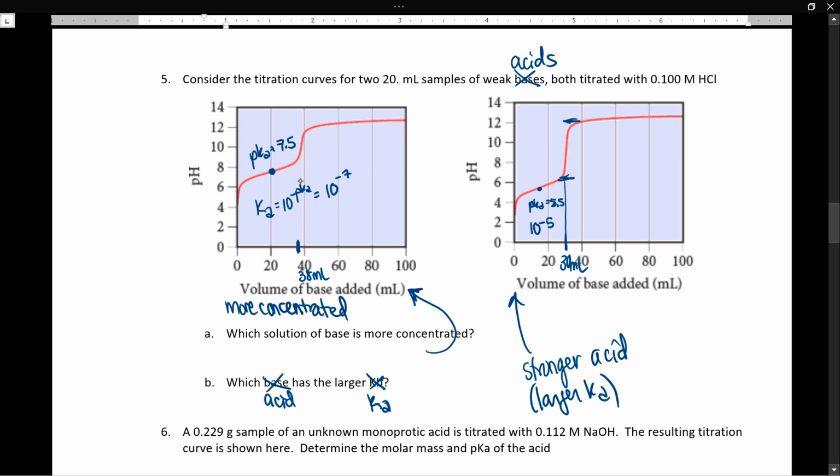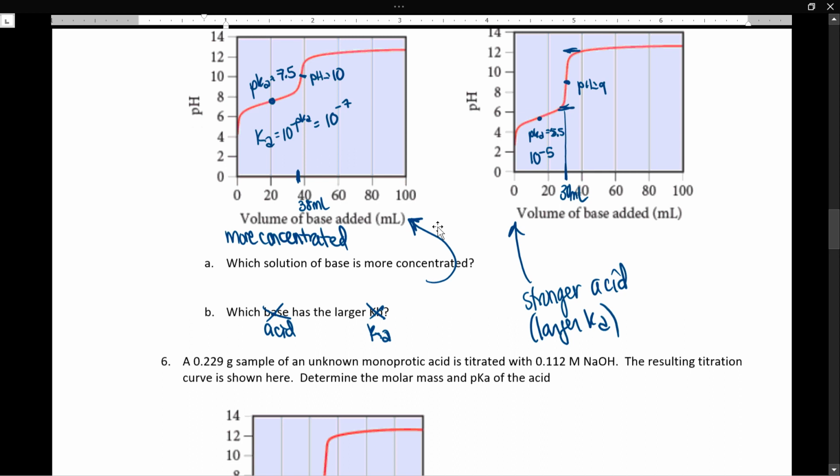We should also find that it has a lower pH at equivalence. So this one, the pH at equivalence is around 9. This one, the pH at equivalence is around 10. And what that tells us is the stronger the acid, the weaker the conjugate base. So that's why this acid, which is a stronger acid, has a lower pH at equivalence. The weaker acid has a stronger conjugate base, so it's going to have a higher pH at equivalence. So there's a couple other tidbits I'm adding onto there.